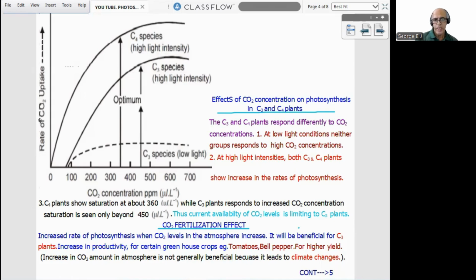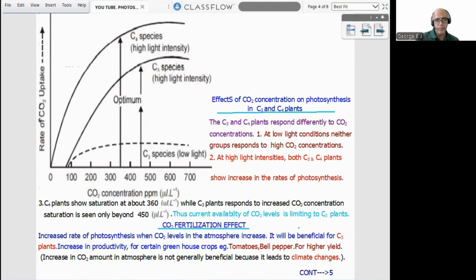So what does it mean? Under present atmospheric conditions, carbon dioxide level is limiting to C3 plants because it can go up to 450. I think the idea is clear. Now, based on it, there is a famous term, carbon dioxide fertilization effect. What is the meaning? Fertilizer to increase productivity. So, the rate of photosynthesis increases when the carbon dioxide level in the atmosphere increases. It will be beneficial for C3 plants.